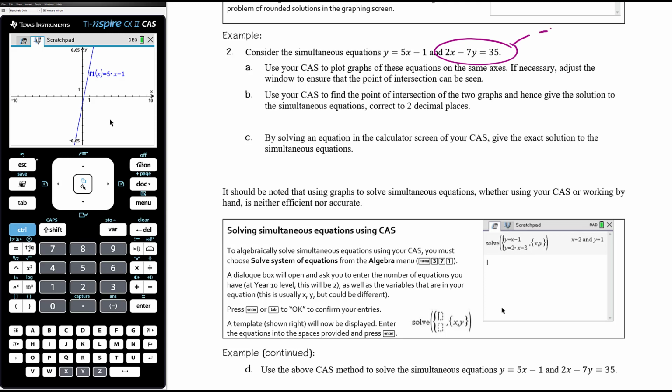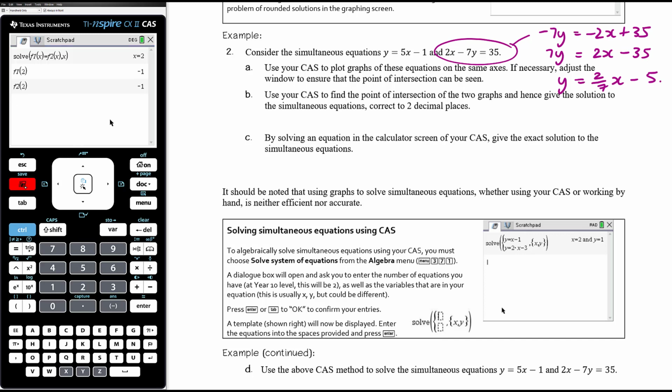Okay, so we can subtract 2x from both sides, so we're going to have -7y equals -2x plus 35. We can multiply everything by -1 just to make it all a bit easier. 7y equals positive 2x minus 35. And we can divide everything by 7, so y equals 2/7 x minus 5.